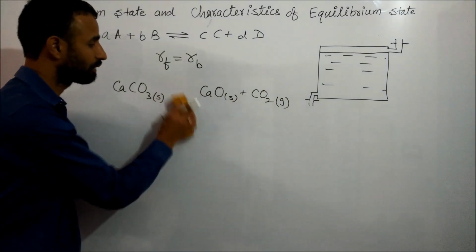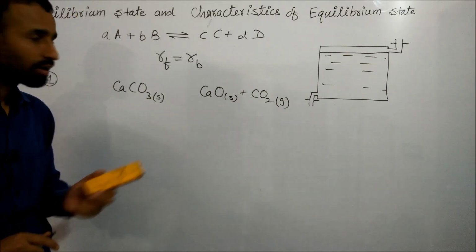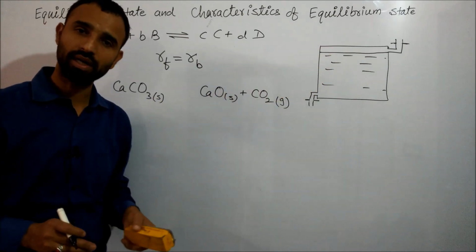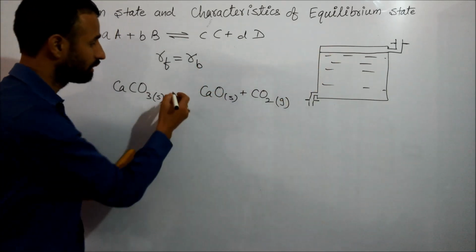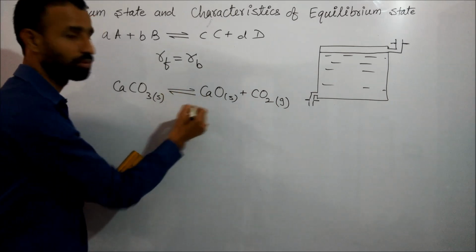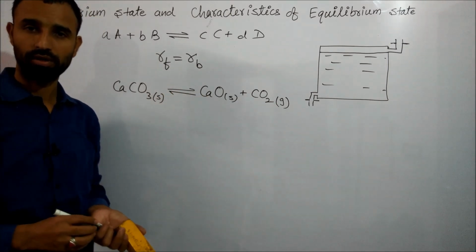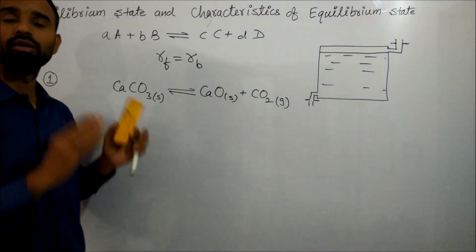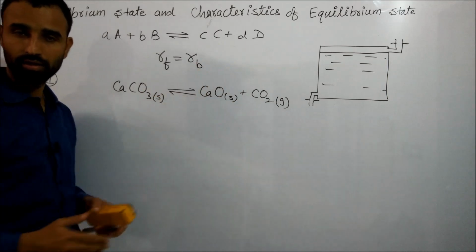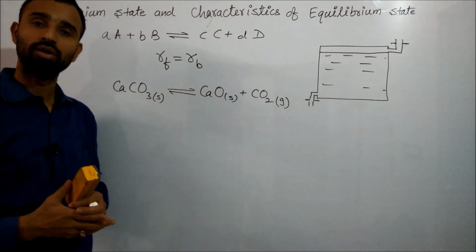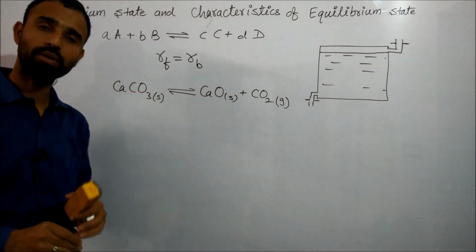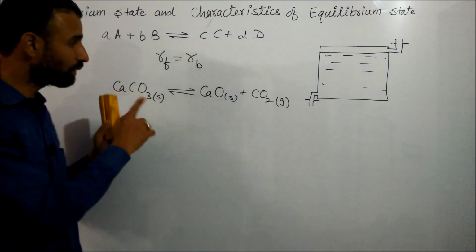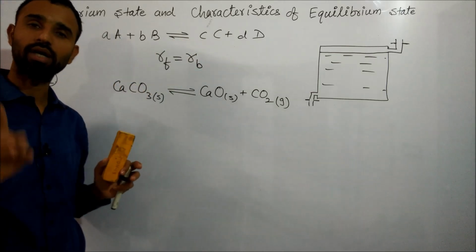But if the vessel is closed, calcium oxide as well as carbon dioxide are both in the same container, they can combine, and that's why the reaction becomes reversible. That means the first condition should be that the container or vessel should be closed. Equilibrium state can be achieved only if a reversible reaction is carried out in a closed vessel.